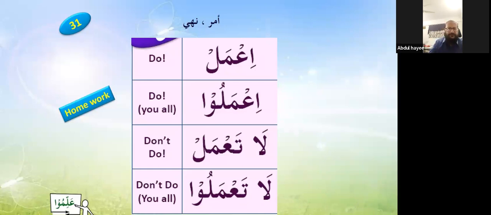I'lam. Ehmal. Ehmalu, do you all. La ta'mal, don't do. La ta'malu, don't do you all. I will point. You will tell me both things, English as well as Arabic. Yes. What about this side? Ehmal, do. La ta'mal, don't do. Ehmalu, do you all. La ta'malu, don't do you all. This side: i'malu, do you all.